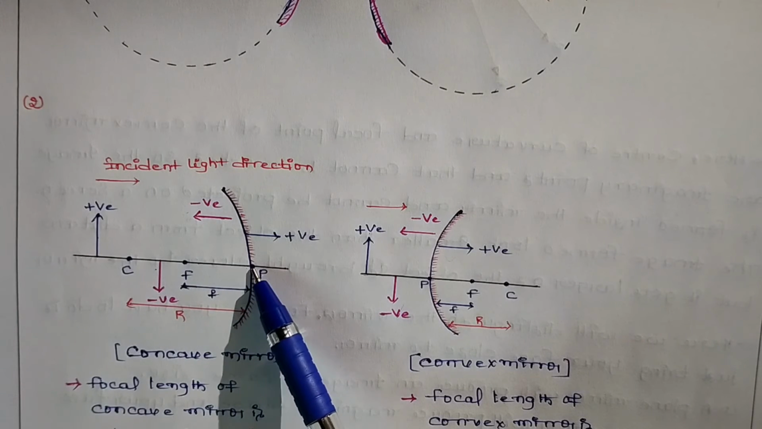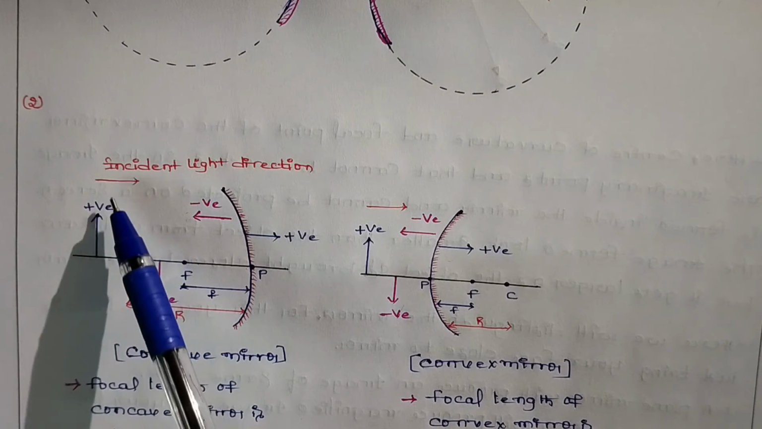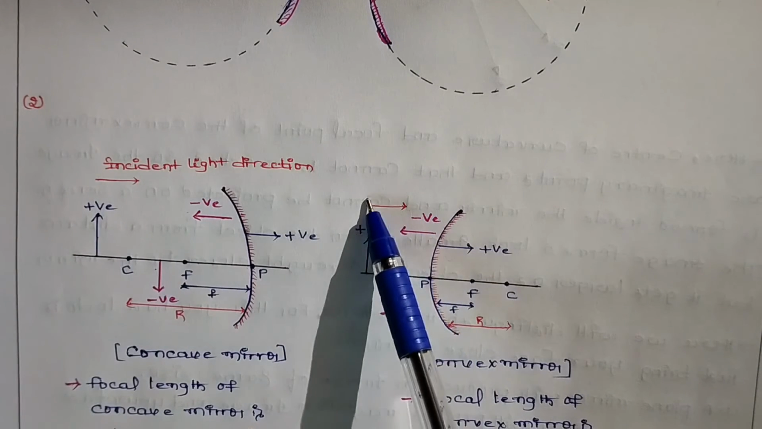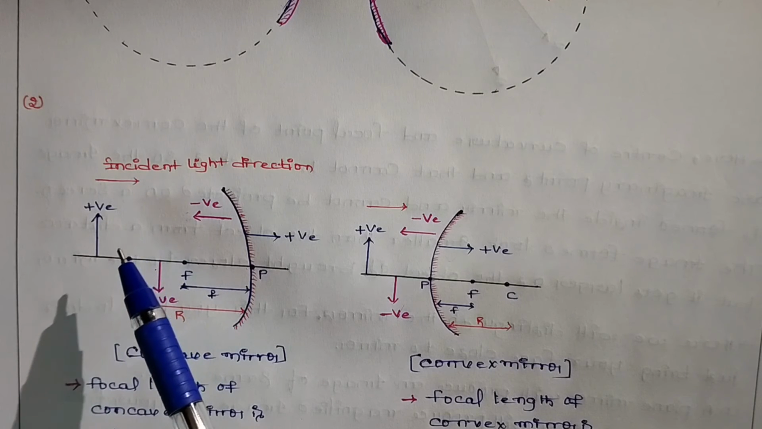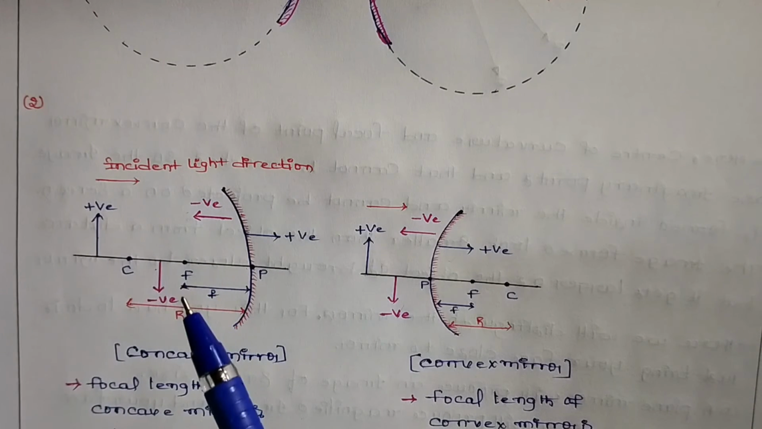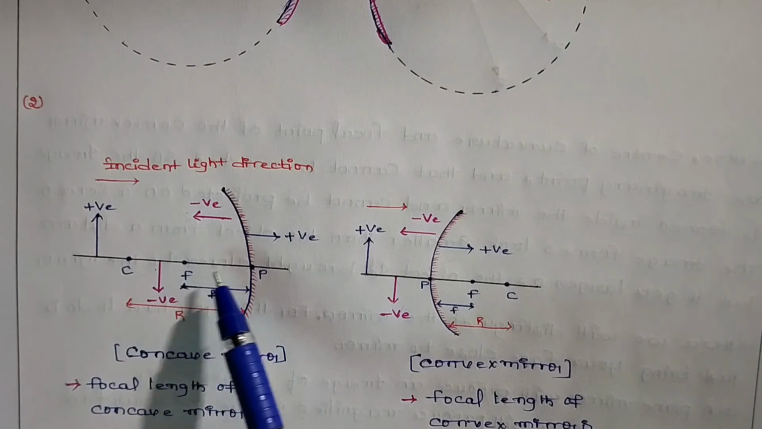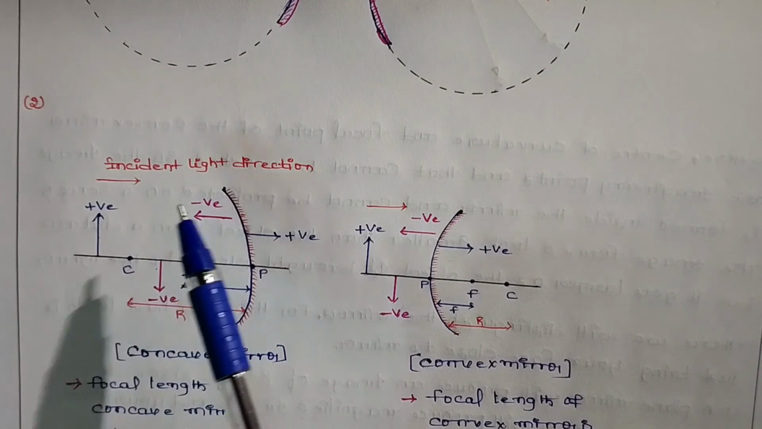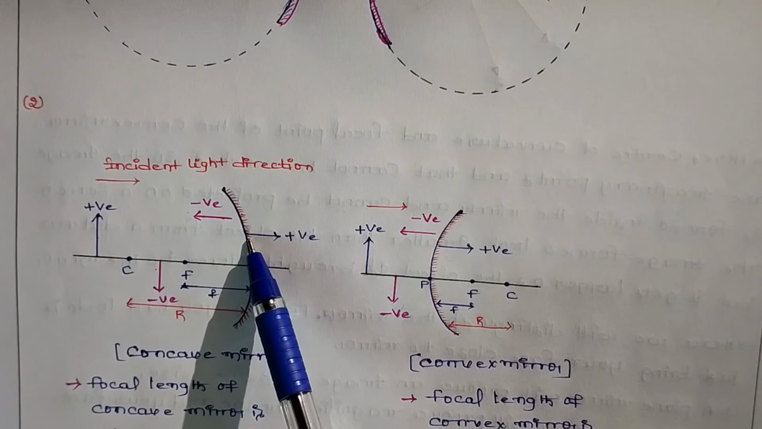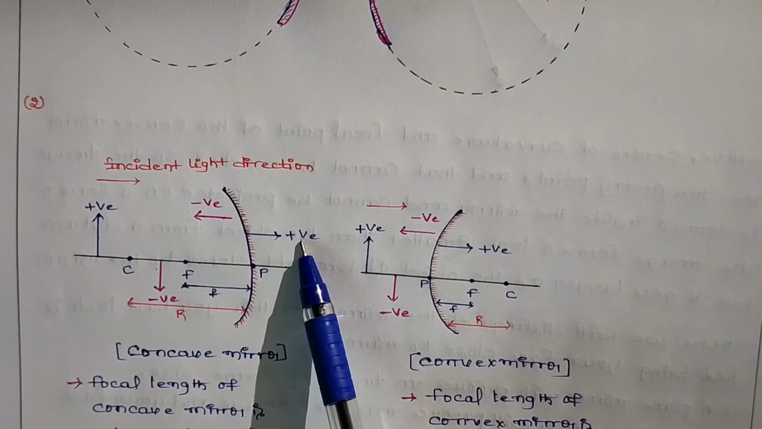Everything should be measured from the pole itself, and distances measured in the direction of incident light are taken to be positive. This is the incident light direction. Distances measured opposite to the direction of incident light are taken to be negative, and the direction along with the incident light is taken to be positive.